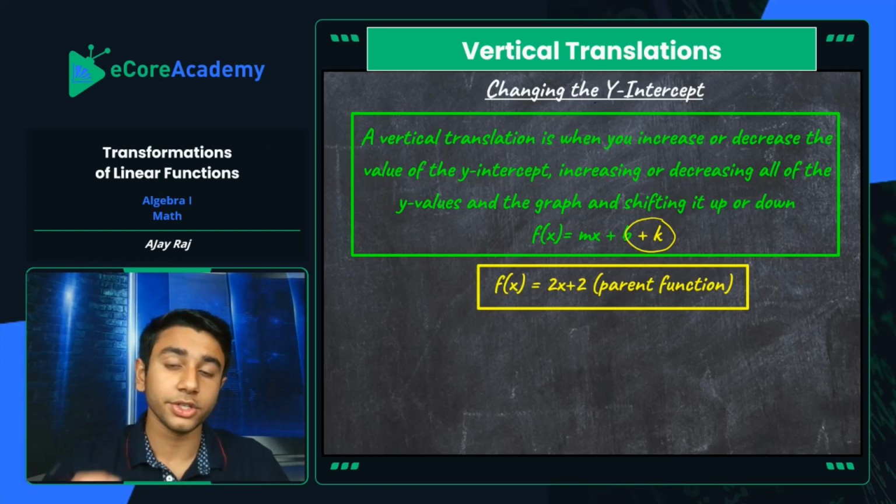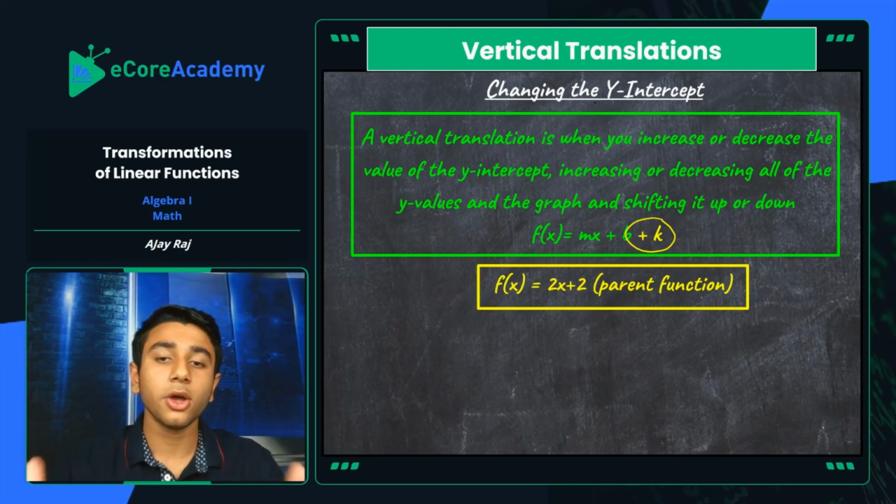So let's take a look at our parent function. This is our original function, f of x equals 2x plus 2. We call it the parent function because it's the original function that we're actually going to transform. We're going to add things to it to actually change it and see how it compares to the original graph.